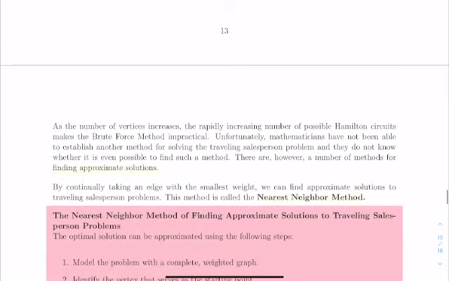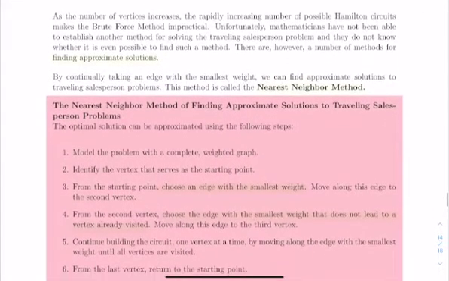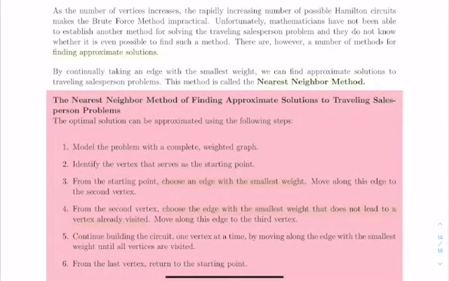Now, as the number of vertices increases, the rapidly increasing number of possible Hamilton circuits makes the brute force method impractical. Unfortunately, mathematicians have not been able to establish another method for solving the traveling salesperson problem, and they do not know whether it is even possible to find such a method. There are, however, a number of methods for finding approximate solutions.